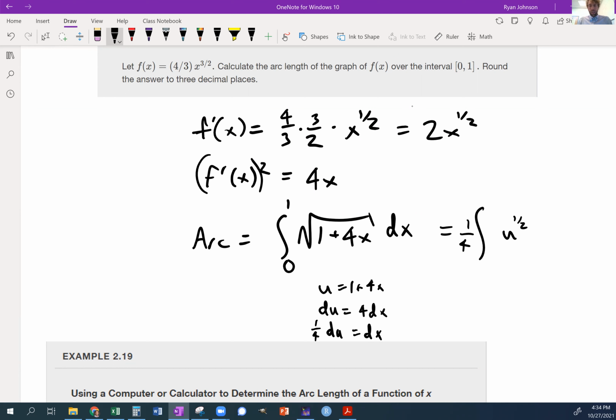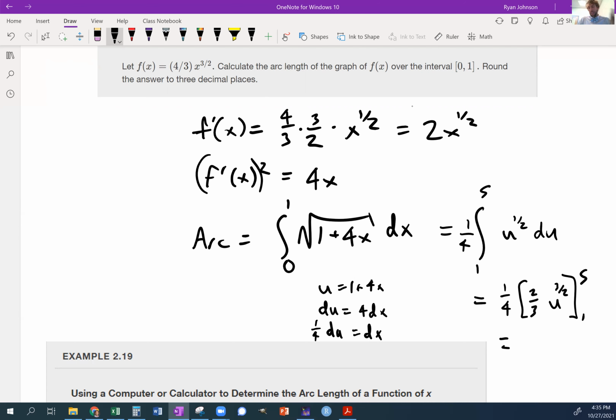Then I think I'll just plug in things. If x is 0, plug that in here, u is 1. If x is 1, plug that in here, and then we go to 5. So this is equal to 1/4 times u to the 3/2 power, that's times 2/3, from 1 to 5.